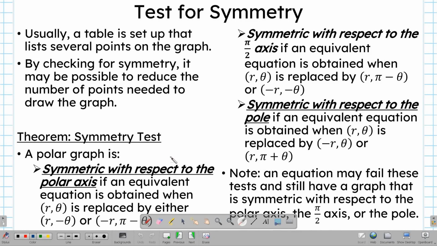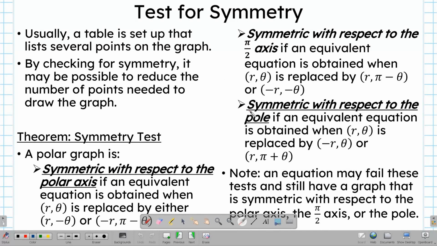Now, how can we graph polar equations without converting them to Cartesian form? Usually what we do is set up a table of values. But it would also be helpful if we check the symmetry of those graphs so that we don't need to create a lot of points or make a table for a lot of points. Now, we have to check the symmetry of a polar graph in three forms: if it's symmetric with respect to the polar axis, with respect to the pi over 2 axis, and with respect to the pole.